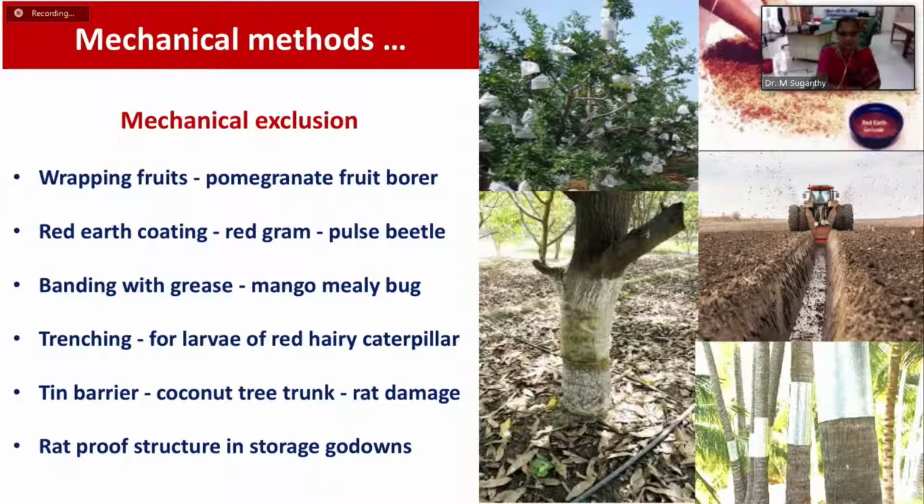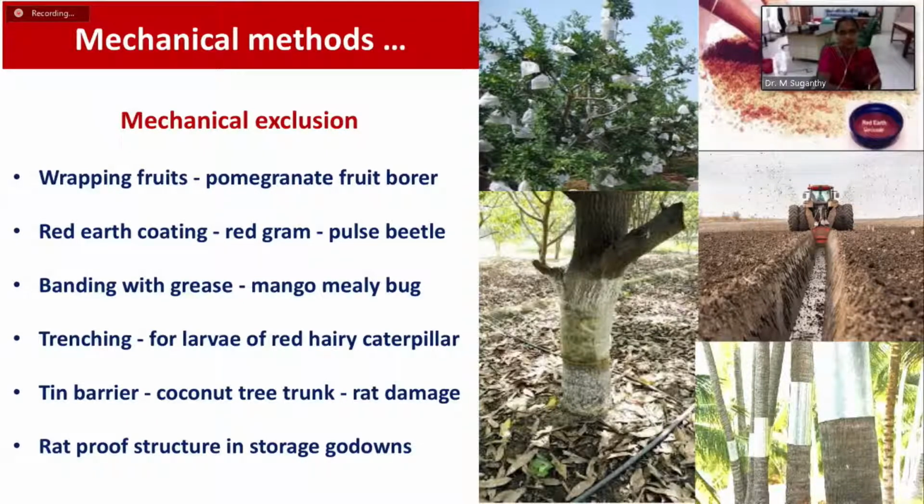And banding the mango trees with grease prevents the movement of mango mealybug. Then trenching in between the fields is followed for the management of red hairy caterpillar, and we can use tin barriers around the coconut tree. This is one of the effective methods for the management of rats.